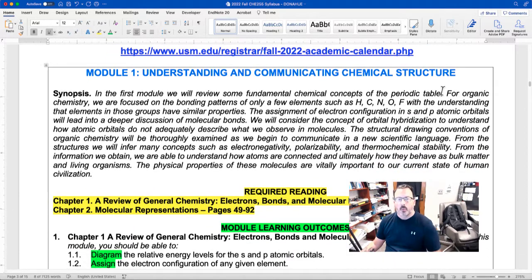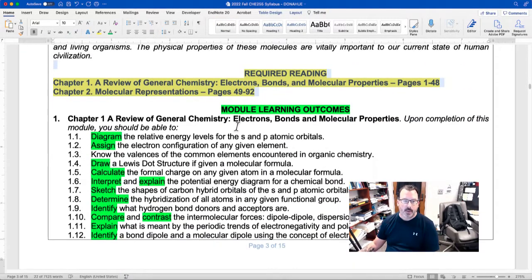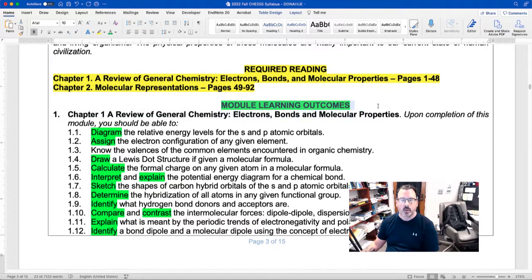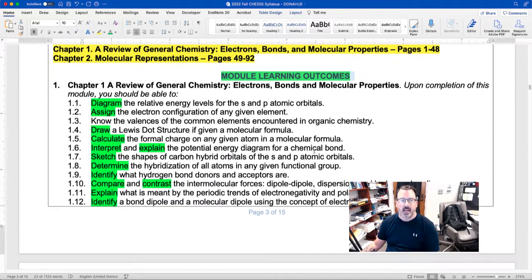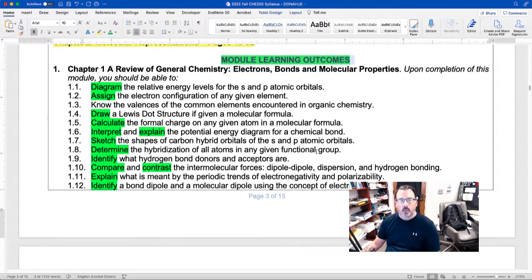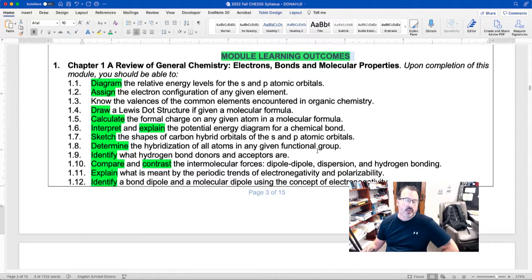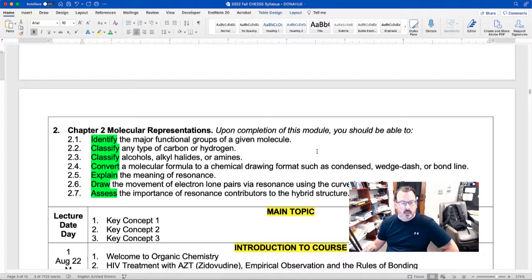So over the next couple pages, you'll see the 5 modules. There's a synopsis of what the module is about. There's the required reading of what chapters are involved, and then there's the module learning outcomes with verbs highlighted in green. And you can think of this as the study guide for that module. So for each chapter, what I've given you is some learning outcomes, and I've highlighted the verbs, things that you need to demonstrate you understand and have learned the material.